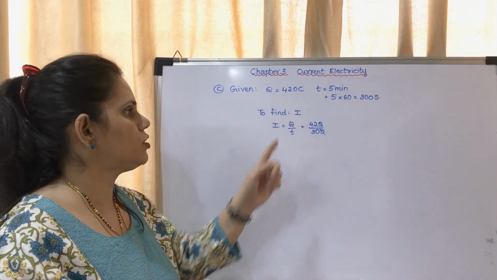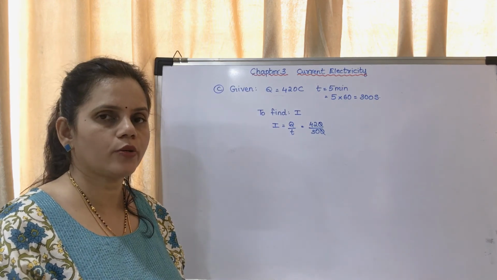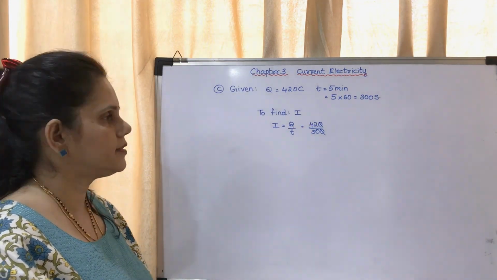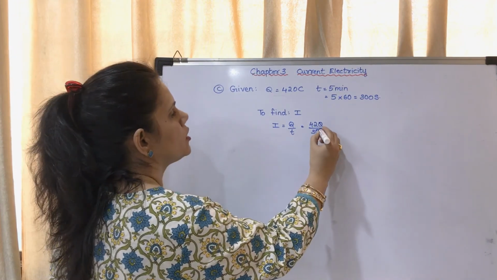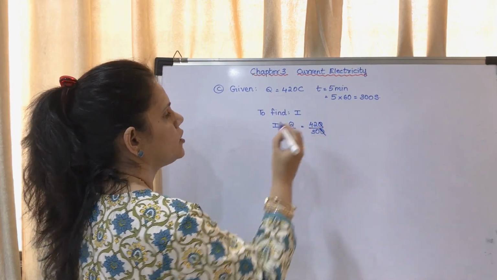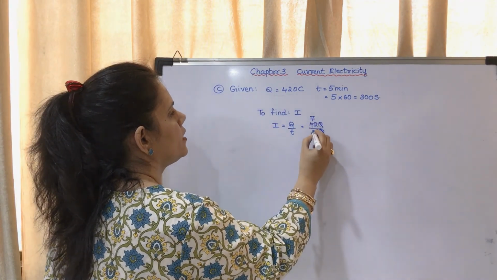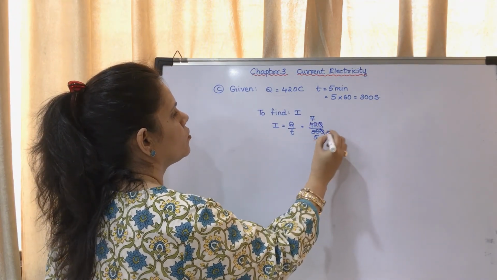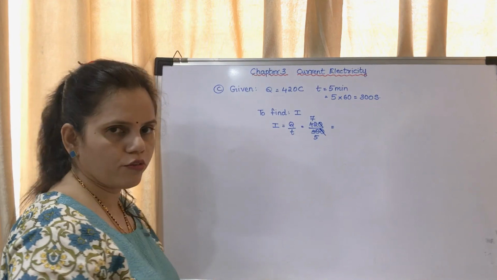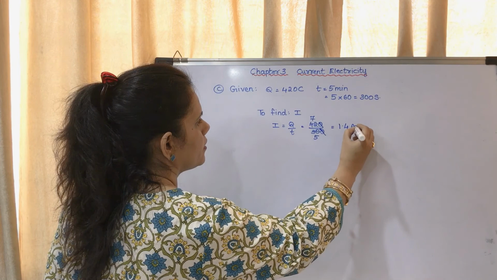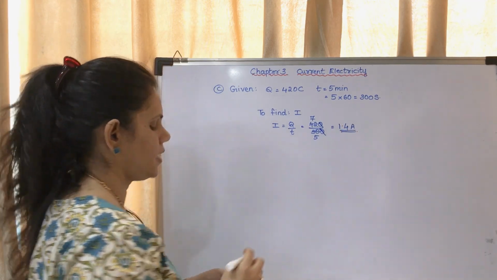We know the equation to find I is equal to Q upon T. So the equation is 420 upon 300. So 0 gets cancelled, and you can cancel it by 6. It becomes 7 upon 5. So 7 upon 5 will become 1.4 ampere. This is the answer.